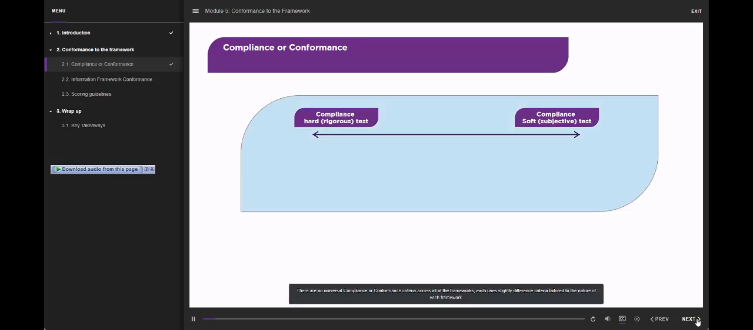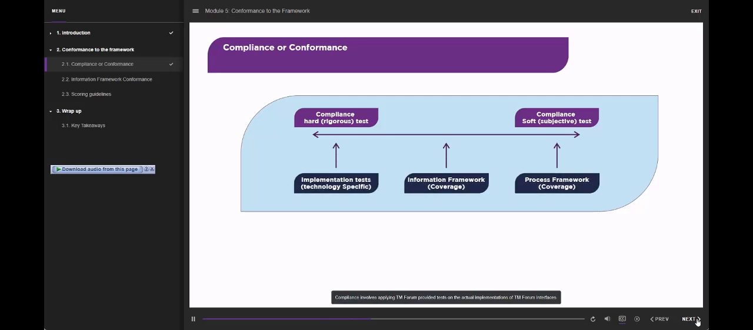There are no universal compliance or conformance criteria across all of the frameworks. Each uses slightly different criteria tailored to the nature of each framework. Compliance or conformance can be viewed as a continuum, ranging from compliance, as in the common use of the word as compliance to rules and regulations, measured through hard, rigorous tests, to conformance, where tests are softer and can be sometimes perceived as subjective.